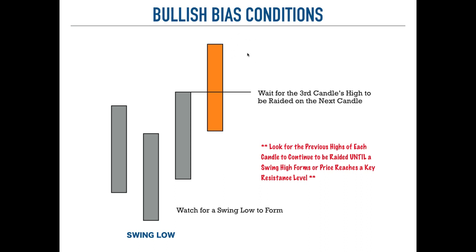Okay, and then what's going to happen is after that point, when that candle closes, you will be in a bullish bias condition, and you're going to be looking for the previous highs of each of the successive candles to continue to be rated, until you see another swing high form, or price reaches a key resistance level.